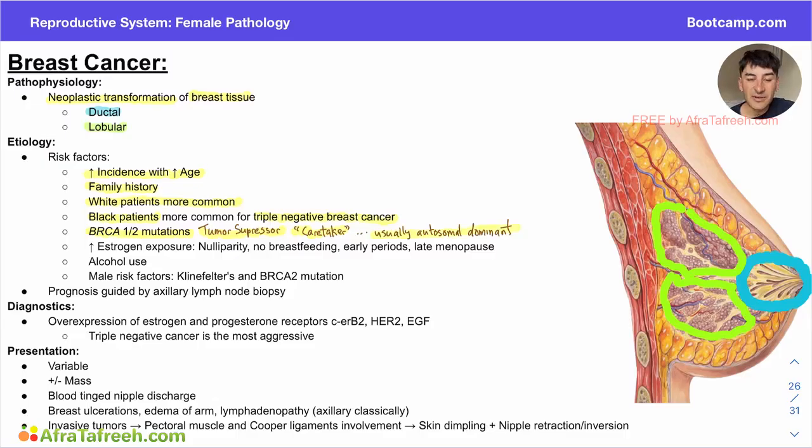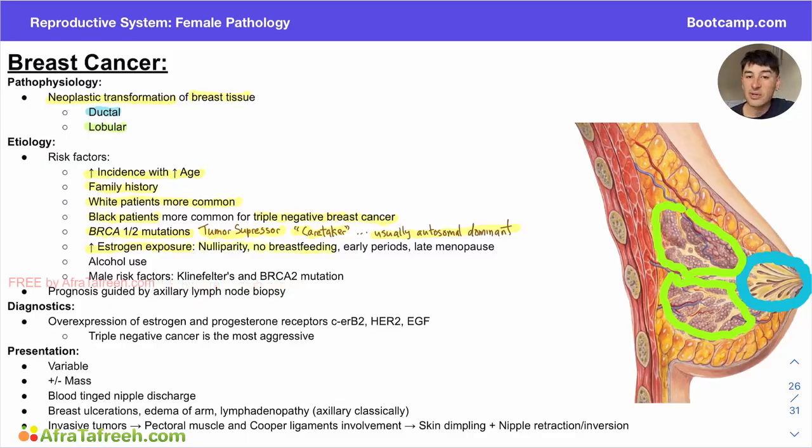Another risk factor to know on test day is going to be increased estrogen exposure. We know that breast tissue is estrogen sensitive, and therefore increased levels of estrogen are going to lead you to increased levels of cancer. Now, some periods of time in our life where we have increased estrogen exposure are going to be when we are not pregnant.